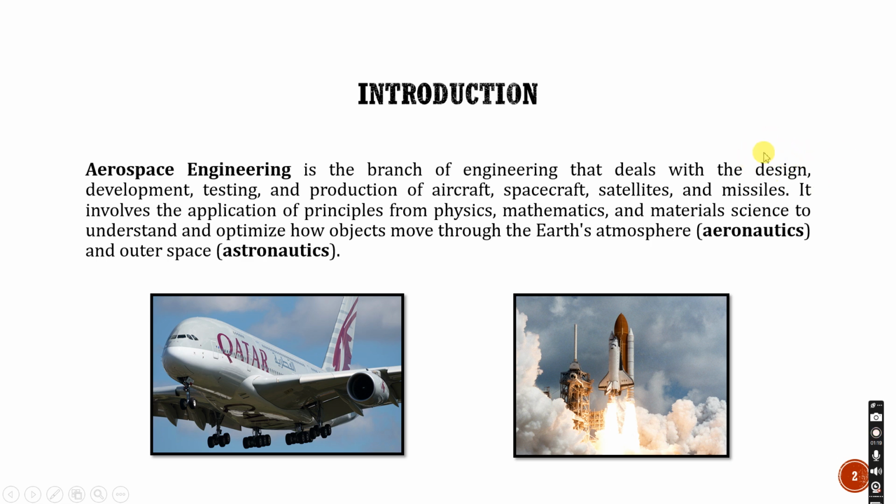So it includes design, which is basically planning how exactly this particular machine would function, where it would function, what its mission is, etc. Then development basically means how the design phase is executed, how exactly it is planned to be made. Then the testing phase, where the prototype or the model of the machine is tested. And then the production phase, which is basically the manufacturing or making of the machine. So that's how aerospace engineering is defined.